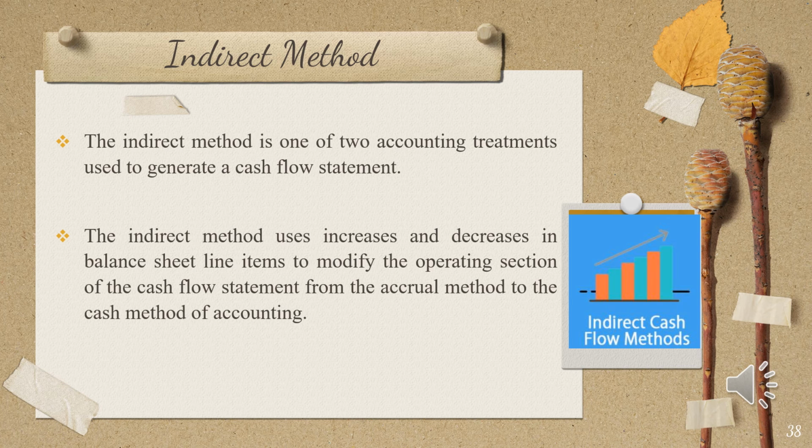The indirect method is one of the two accounting treatments used to generate the cash flow statement. The indirect method uses increases and decreases in balance sheet line items to modify the operating section of the cash flow statement from the accrual method to the cash method of accounting. Cash accounting is an accounting method where payment receipts are reported during the period in which they are received and the expenses are recorded in the period in which they are actually paid. In other words, revenues and expenses are recorded when cash is received and paid, respectively.